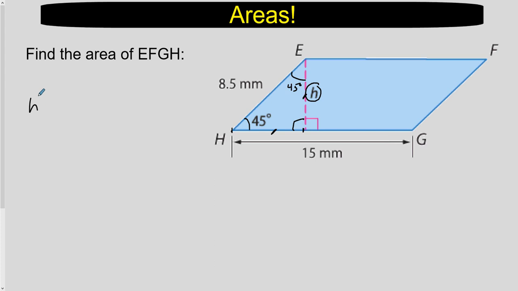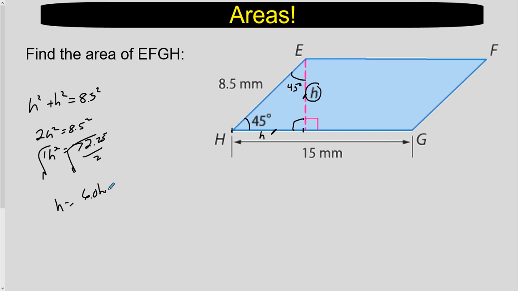So if I do h squared plus another h squared, that should equal 8.5 squared. So 2h squared equals 8.5 squared. I'm going to divide both sides by 2. So let's go 8.5 squared. That's 72.25. And divide that by 2. Then I'm going to take the square root of that whole thing to get h by itself. So I take 72.25 divided by 2, and the square root of that value, and we end up with an h of 6.01 millimeters.